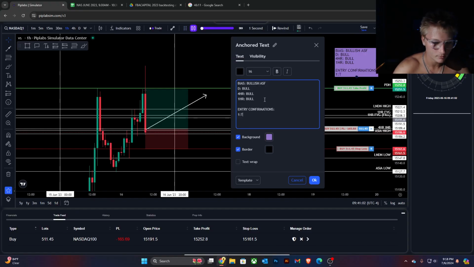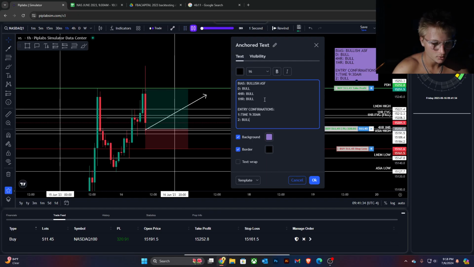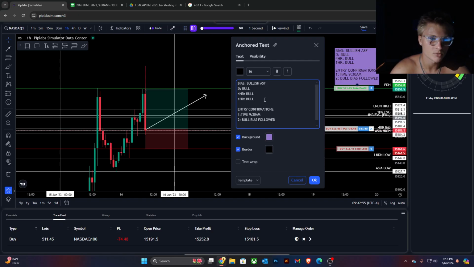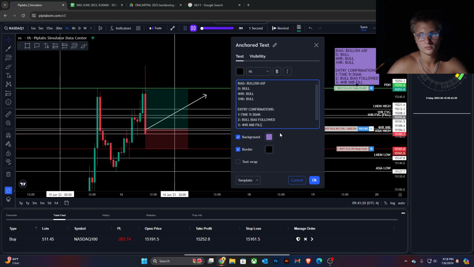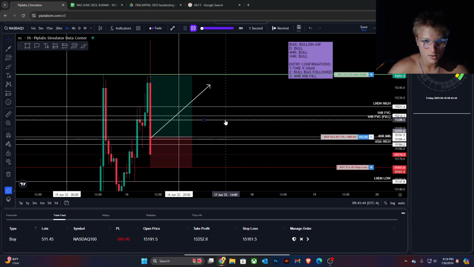Number 1 being time. It's 9:30 a.m. Number 2 being bull bias followed. We're fully bullish bias on the 1 hour, on the 4 hour, on the daily. All previous candles closed bullish, giving me my bias. We're getting a nice reaction right now. Getting some rejection, but number 3, 4-hour imbalance fill. So yeah, those are our confluences. Let's see what price wants to do.